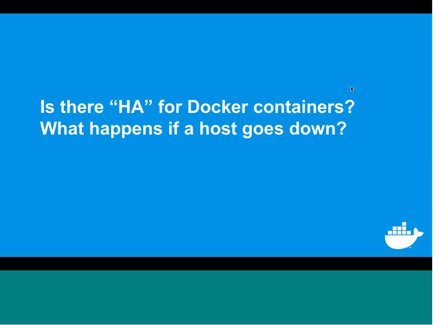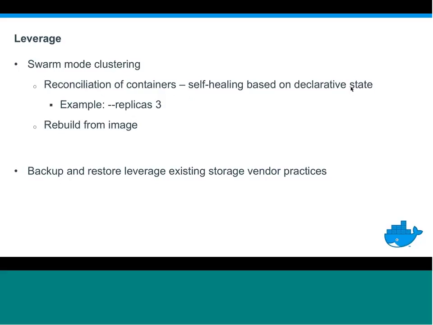Sometimes this leads to questions, well, what exactly happens when a host goes down or a Docker container goes down? Is there the concept of high availability for Docker containers? So there's a couple things that we can do that is a little different from the virtual machine world where high availability is very well understood.